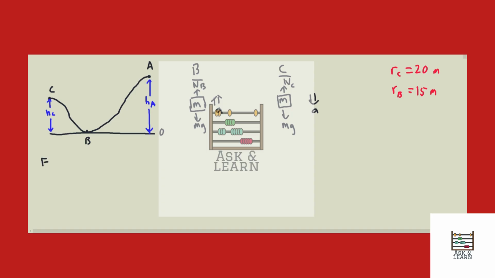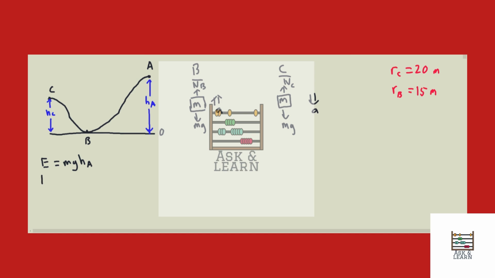Now, what we know about our total energies. We can say the E total is equal to mgHA. So we start at point A at rest, so we have only potential energy, and that's equal to mgHA. So our total energy at points B and C is going to be equal to this mgHA.